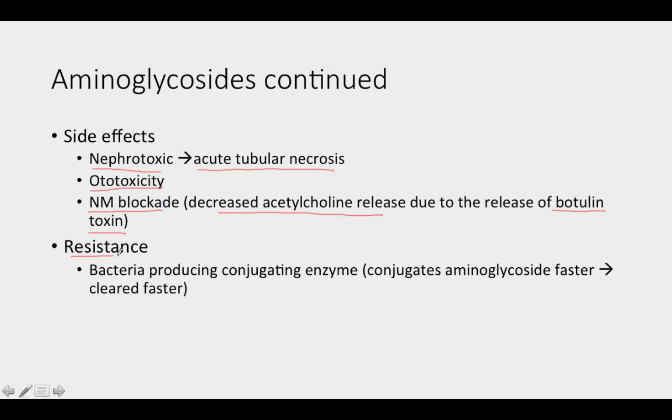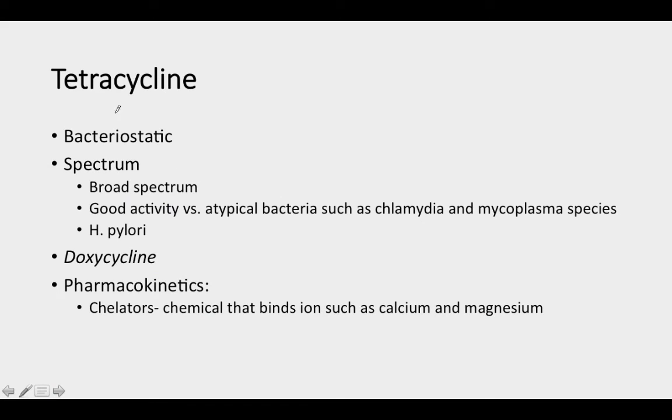In terms of resistance, some bacteria can produce a conjugating enzyme, and that conjugation of the aminoglycoside means it's cleared faster through the kidneys. So just be aware of that. Next drug we're going to talk about is the tetracyclines. So like all the other bacterial translational inhibitors, they are bacteriostatic.